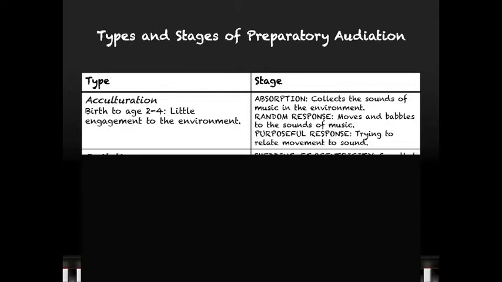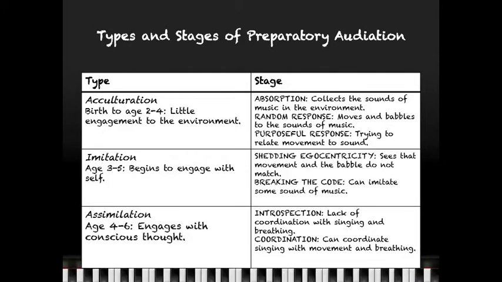There are 7 stages to preparatory audiation from children ages 2 to 6. Between ages 2 and 4, they will go through absorption, random response, and purposeful response. These children will hear and collect music through absorption, and with random response, give a response back without it relating to the music. Then, eventually give a response that relates to the music and sound of the environment.